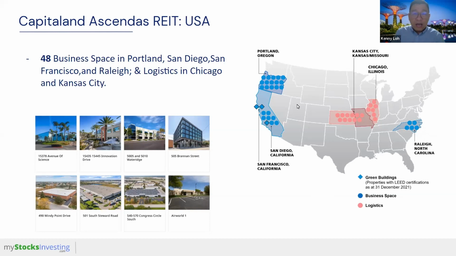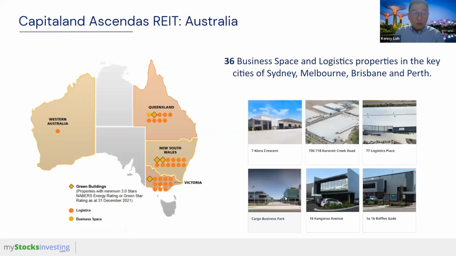And there are also many properties that are very diversified in different locations. So if one location has an earthquake, you also do not really need to worry, because on the other side, they are still able to generate rental income and pay investors dividends. In Australia, they have 36 business space and logistics properties in Queensland, New South Wales, Victoria, and also Western Australia.